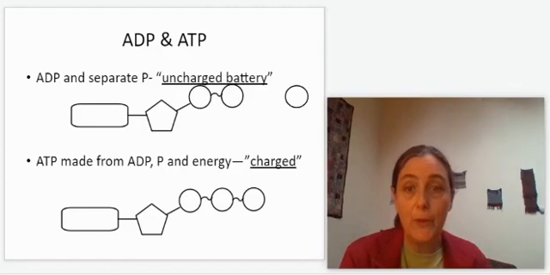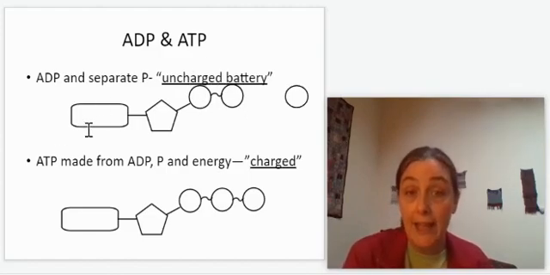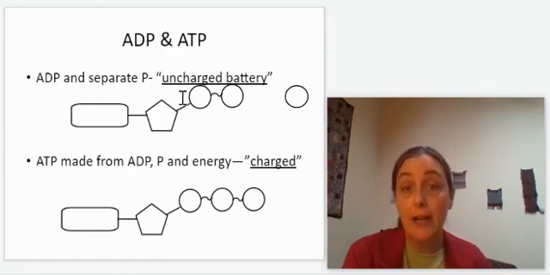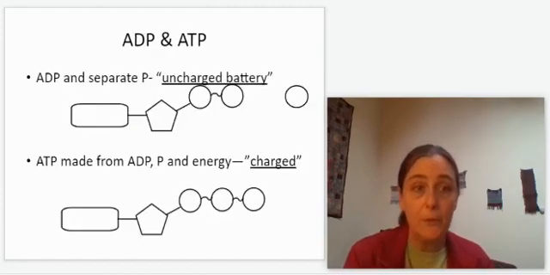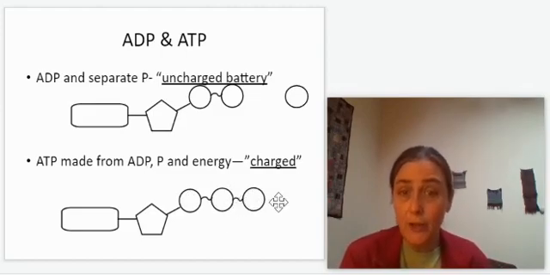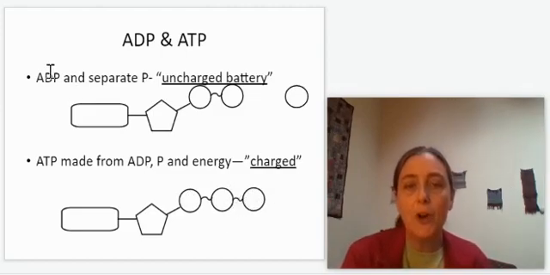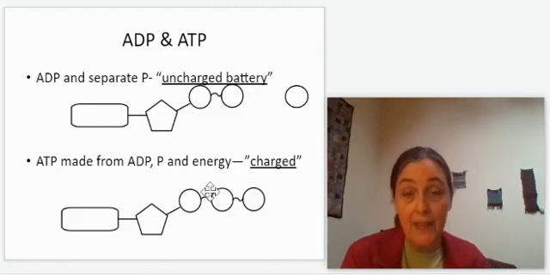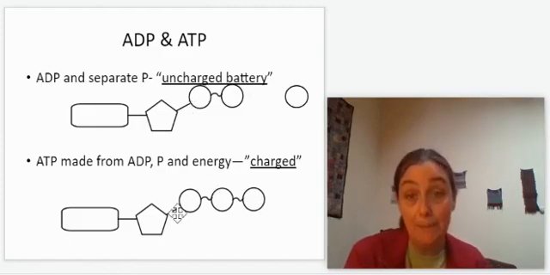And so we have here our uncharged version. If we have a base and a sugar and 2 phosphates together, and we don't have that 3rd phosphate bonded, we have a lower energy molecule. It's like it's uncharged. It's like a battery that has used up its energy. And if we have all 3 together and we have this high energy bond, it's like it's a charged battery. And this one is called ADP, and this one is called ATP.